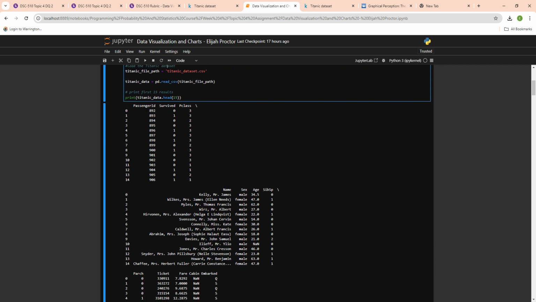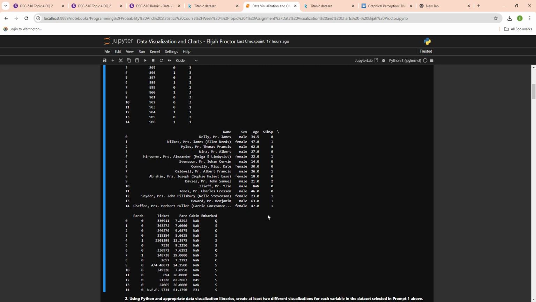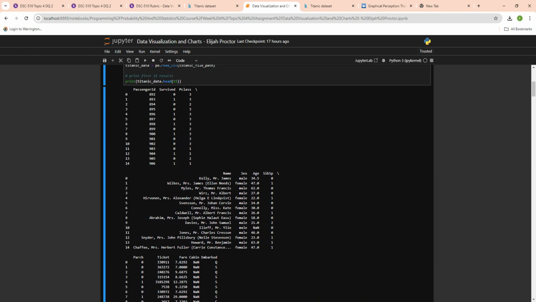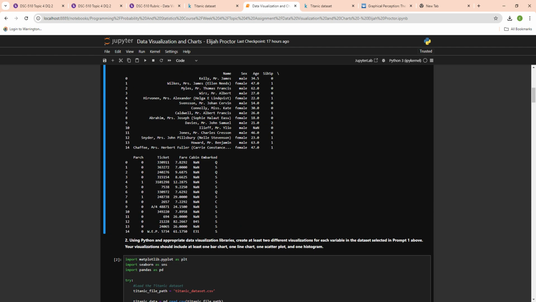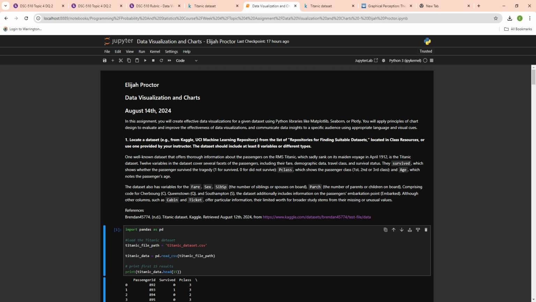So we have our passenger ID, whether or not the passenger survived, their passenger class, first, second, or third, the name of the passenger, their gender, their age, how many siblings and spouses were on board, how many parents and children were on board, the ticket number, how much they paid for the ticket, the cabin that they're in, and also their embarkation. It would either be Q, S, or C. And if we look up at the top, we can see that Q stands for Queenstown, C stands for Cherbourg, and S stands for Southampton.